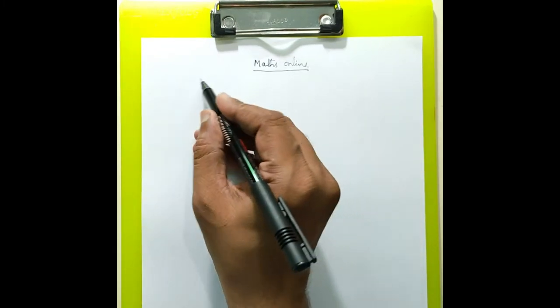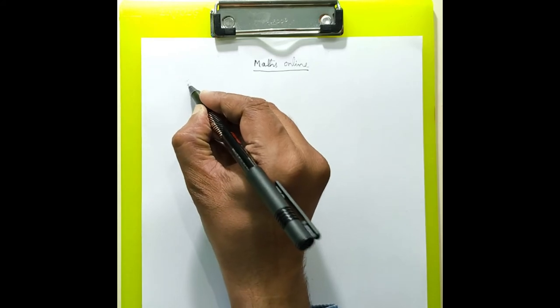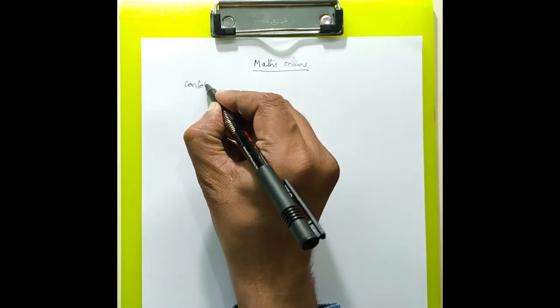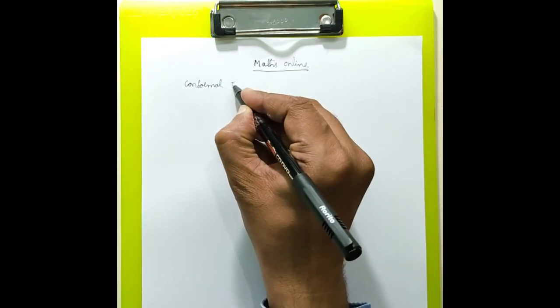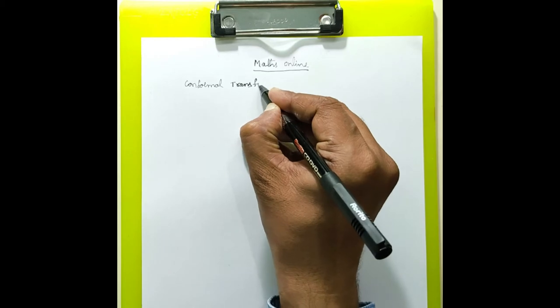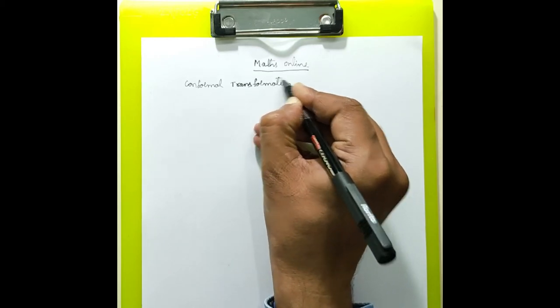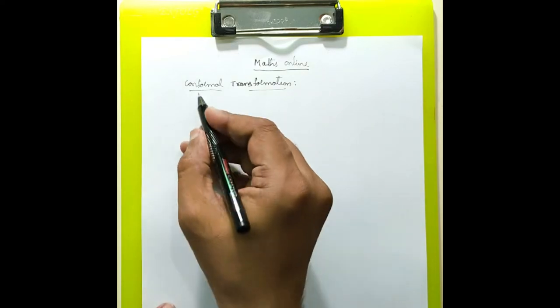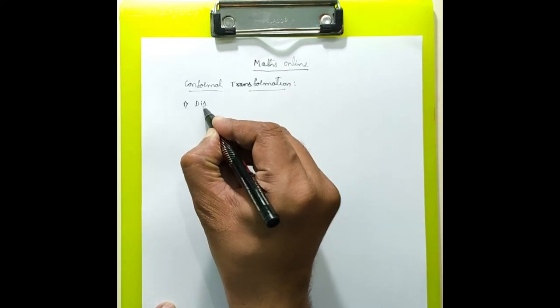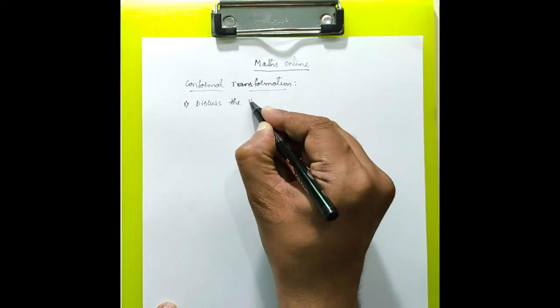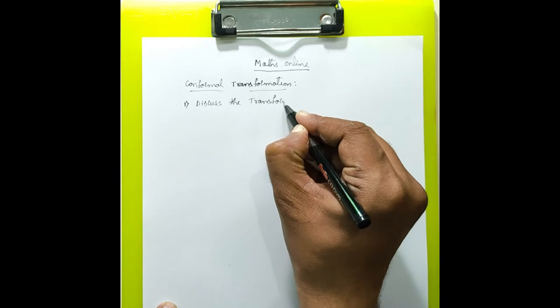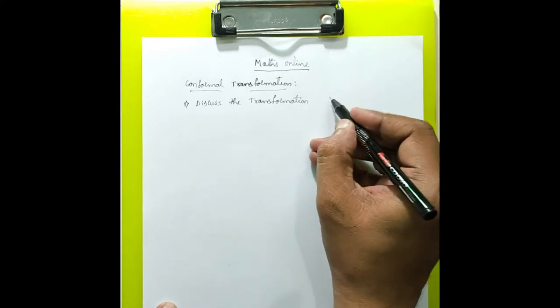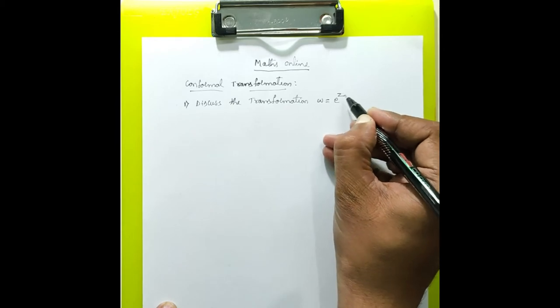Today's topic will be conformal transformation. In the previous video, we have seen conformal transformation of w equals z square. So in this class, we are going to see the conformal transformation of w equals e power of z. So let us try to discuss the transformation w equals e power of z.